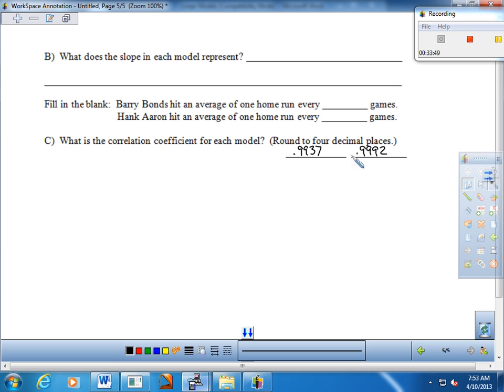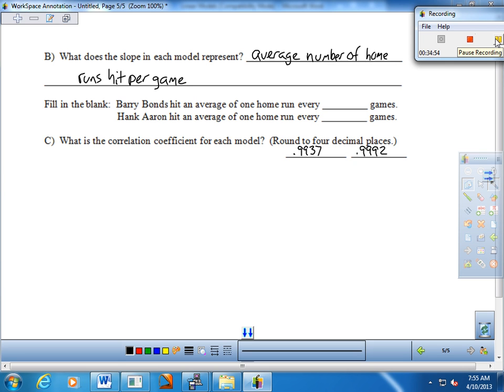So letter B, what does the slope in each model represent? Again, change in y per change in x. I guess for our purposes here, I would just say it's the average number of home runs hit per game. But basically, again, it's the change in the number of home runs hit, or the increase in the number of home runs hit. Sorry about that. So really change in y per change in x, but this one can probably be simplified a little bit to something along those lines right there.